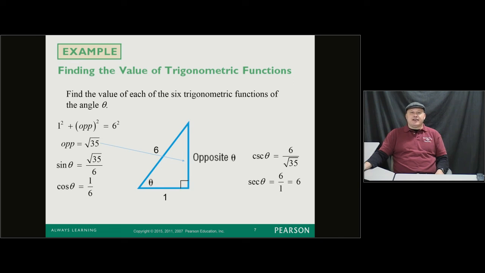And then what about tangent theta? Well, that's TOA, so that's opposite over adjacent. The opposite, remember, was the square root of 35, which is just under 6, and the adjacent is 1. So it's the square root of 35 over 1, which is root 35. And then the cotangent is the reciprocal of the tangent, so it's 1 over root 35. And again, you can rationalize the denominator if you wish.